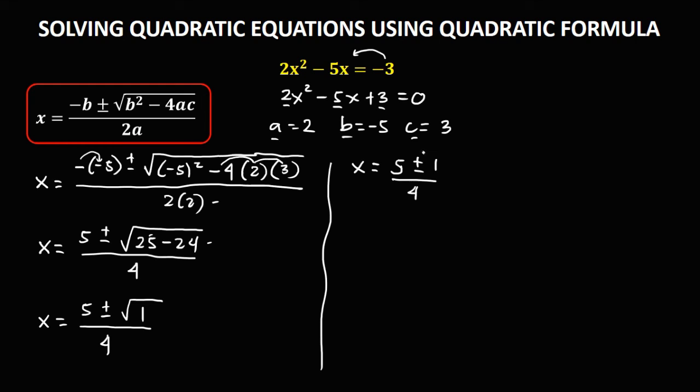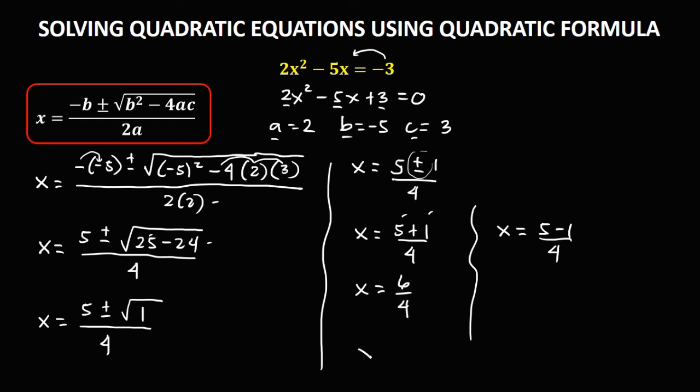Then we need to separate this equation. So we have x equals 5 plus 1 over 4, and the other one, x equals 5 minus 1, over 4. So simplify: x equals 5 plus 1, that's 6, over 4. Then reduce: 6 over 4 is divisible by 2. 6 divided by 2 is 3, and 4 divided by 2 is 2. So x is now equal to 3 over 2.